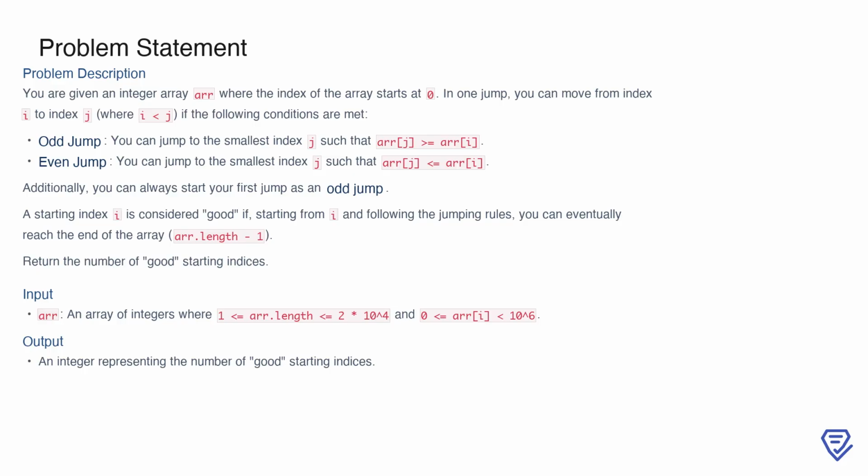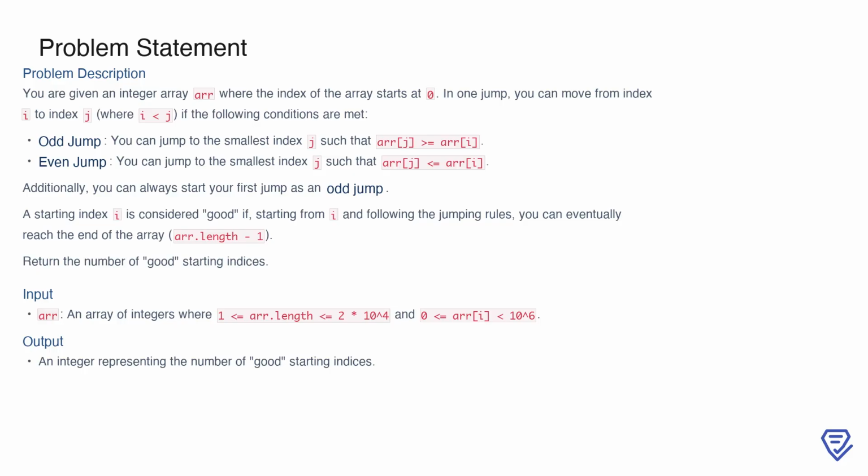In this problem, we are working with an integer array called ARR, where the indices start at 0. The goal is to determine how many starting indices in the array are considered good. A starting index is good if you can jump from that index, following specific rules, and eventually reach the last element of the array. The jumping rules depend on whether the jump is an odd jump or an even jump.